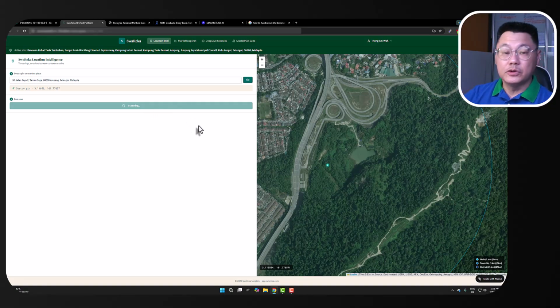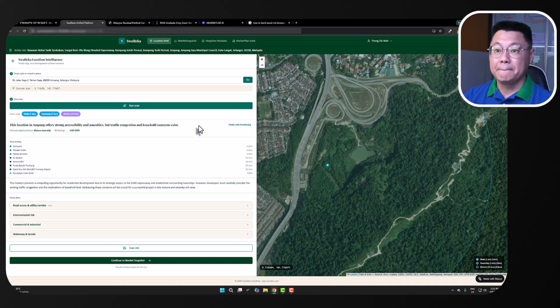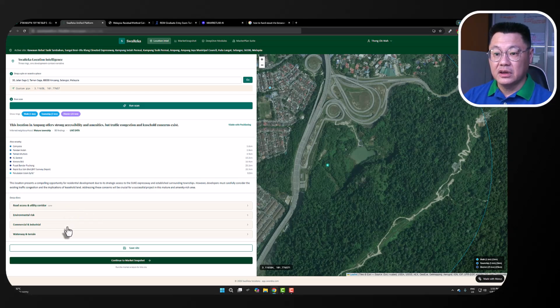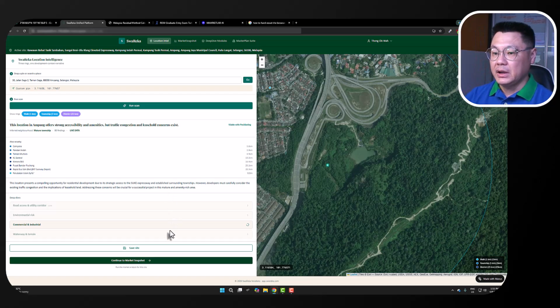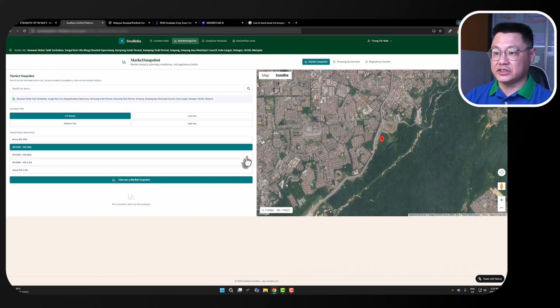It will do a full scan of the entire areas between 1 km, 5 km, and 25 km as a district. Then they'll tell you all the information. You can have road access, environmental risk, commercial. Then it will also scan again, right? And then from there, you can move on to the next part, market snapshot.